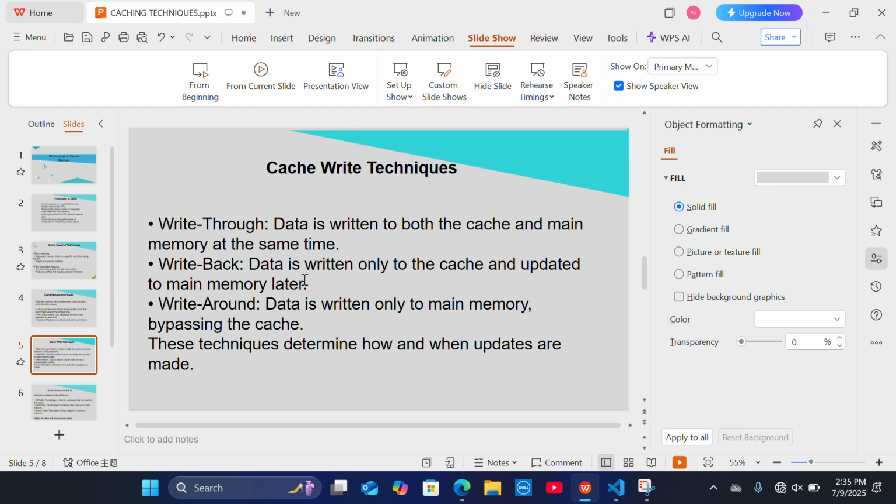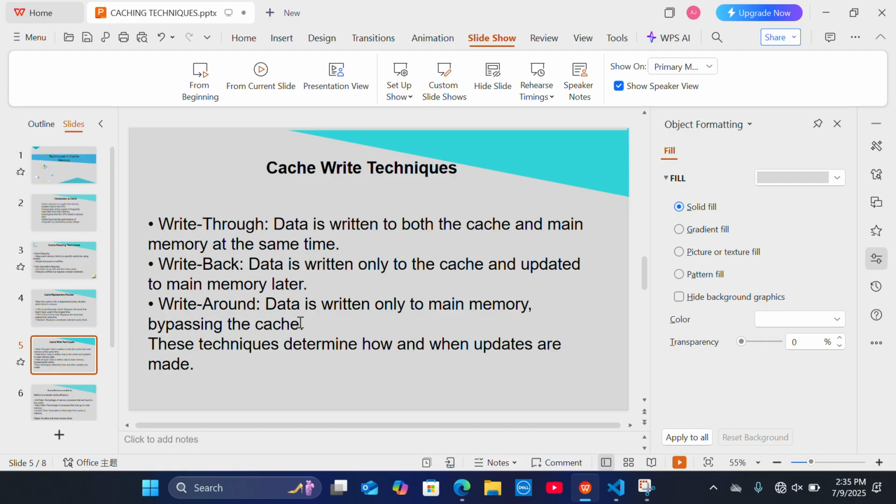So with the write back, data is written only to the cache and updated to main memory later. So in this, data is not written to both the cache and the main memory, but it is written only to the cache and it is updated to the main memory later.